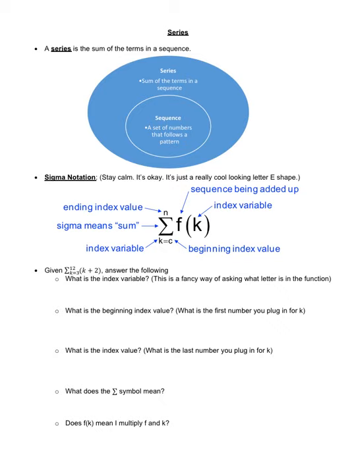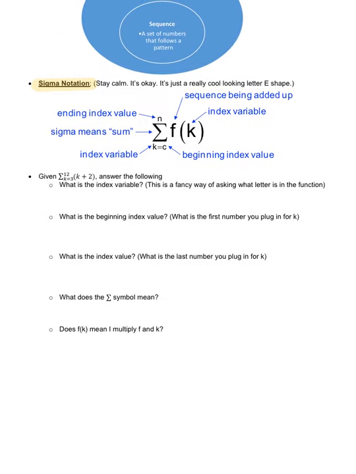So sigma notation. It kind of looks like a weird letter E. Don't freak out by this. It's just the way that we write it. But we're going to go over breaking down each piece of it and what each piece means. So that fancy letter looking E thing that you see there, that is called a sigma, and it just means sum. So if you move into higher level math, you'll see a sigma symbol, and it means it wants you to add things together.